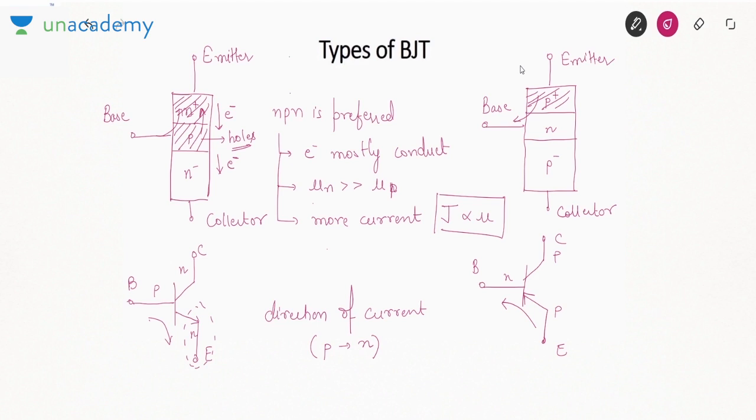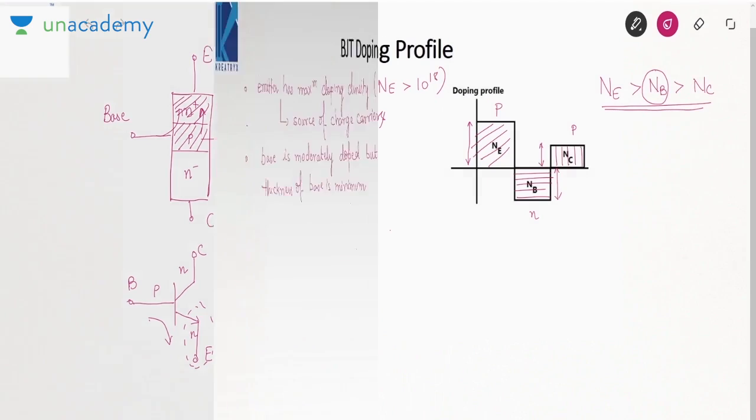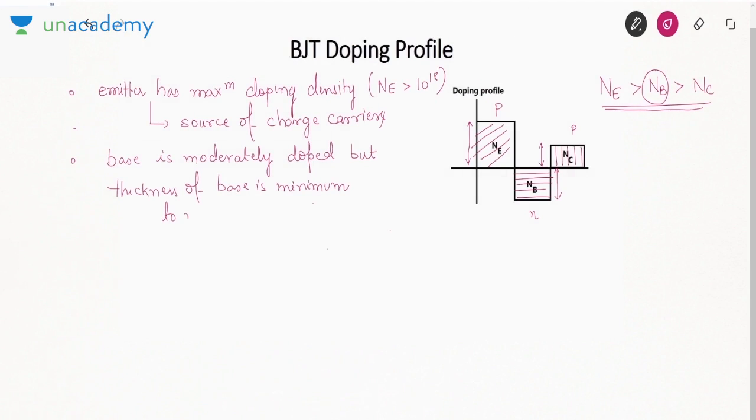If base is thick, large number of electrons will combine with the holes and a small fraction of electrons will be able to reach the collector. We don't want that to happen. We want majority of electrons to reach from emitter to collector. So base must be thin. And why is base thin? To minimize recombination. Okay. We don't want recombination to happen between electron and hole.